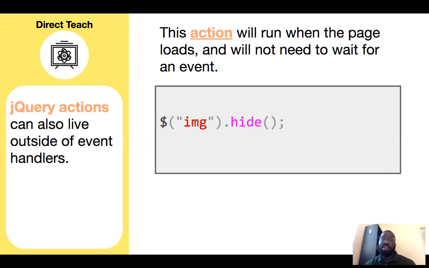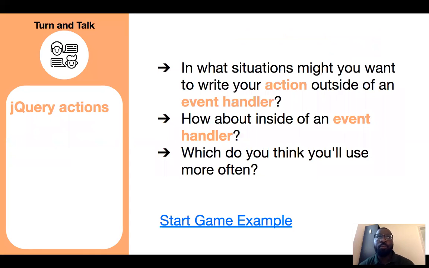jQuery actions can also live outside of event handlers. So this action will run when the page loads, and we won't need to wait for an event. So nobody has to click anything. Once the page loads, this code is there and it runs. So in what situations, we're gonna do a quick turn and talk, so you're gonna take some time to think about this. In what situations might you wanna write your action outside of an event handler?